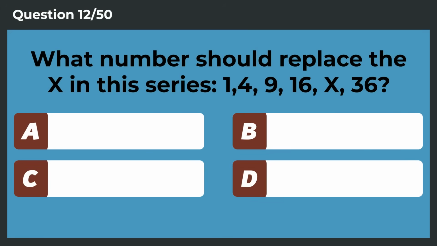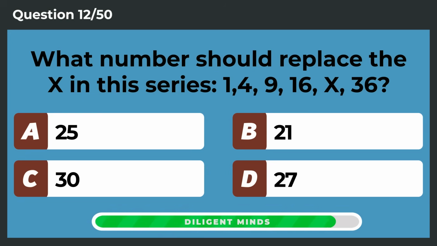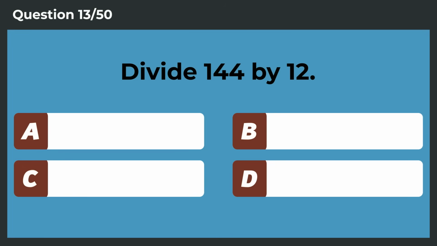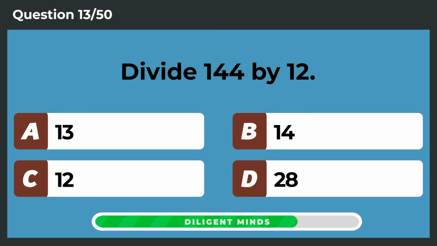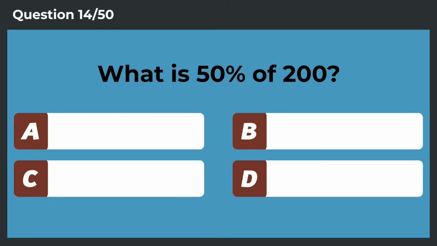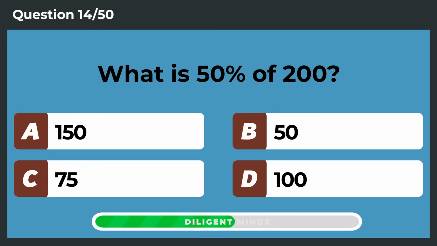What number should replace the X in this series? 1, 4, 9, 16, X, 36. 25. Divide 144 by 12. 12. What is 50% of 200? 100.